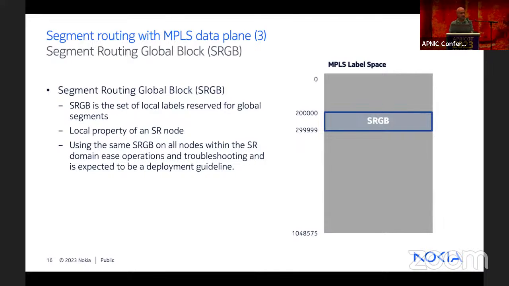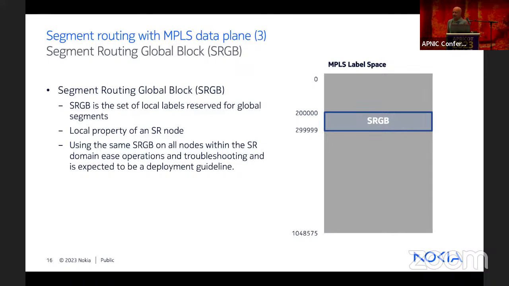So what we do is the MPLS label space is 20 bits, right? So it's 0 to 1,048,575. So just over 1 million labels. What we do is we carve out a portion of that label space and say, hey, we're going to use it as our globally significant label space for segment routing. And we call it the SR global block. Okay. Now this is configured on every node that is participating in the segment routing domain.